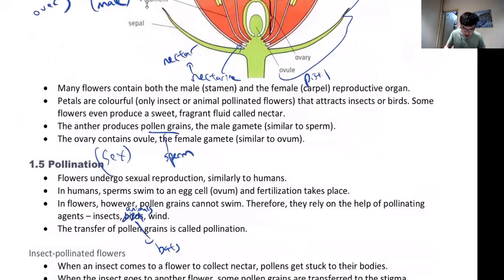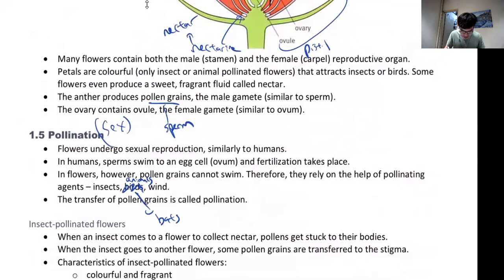Okay, not to mention they give you honey too. You see, they collect this nectar. What is this nectar? When they collect this nectar and go back to their hive, it turns into your honey. So honey is actually collected nectar. They give you honey, they give you fruit. What's not to like about bees? Bees are really cute. They're super cool.